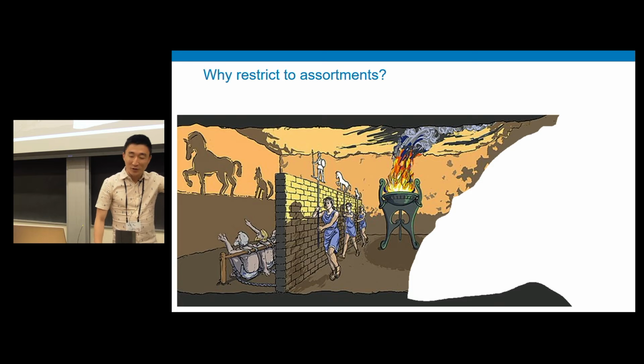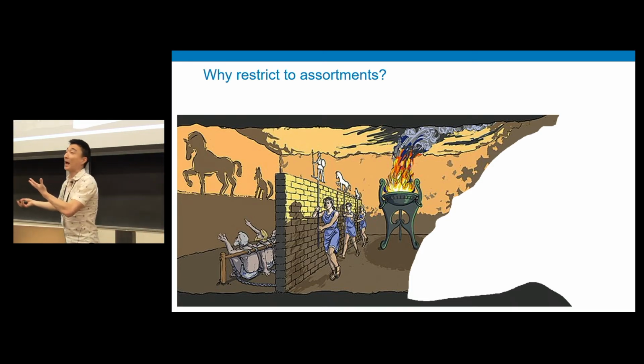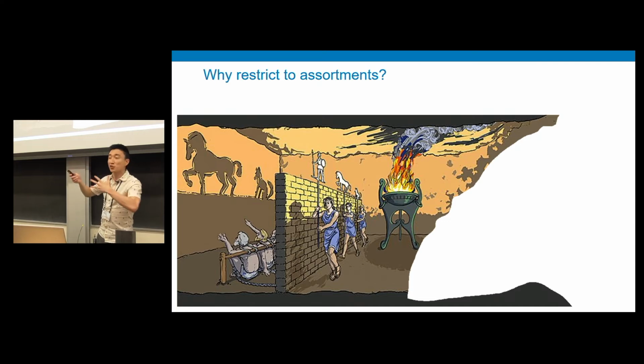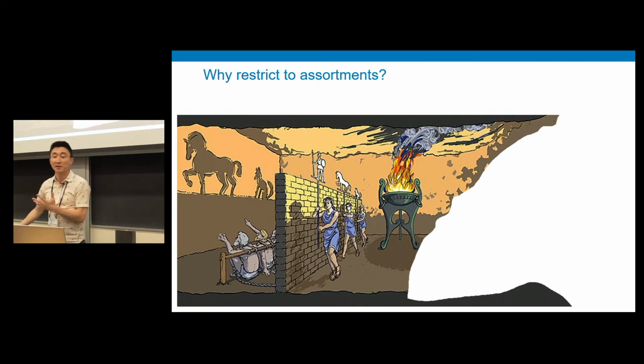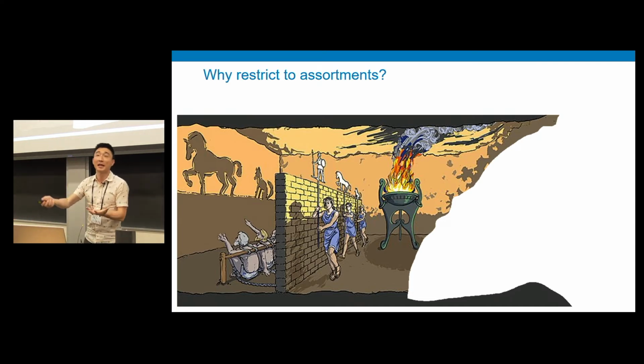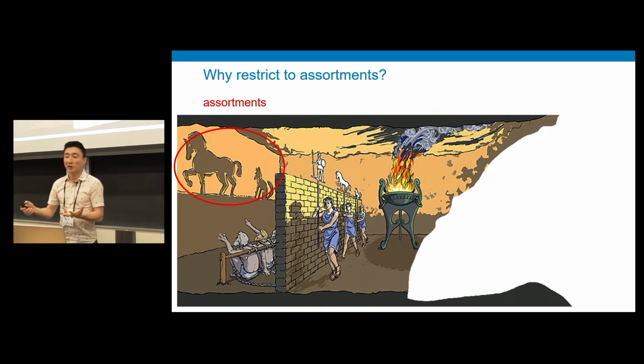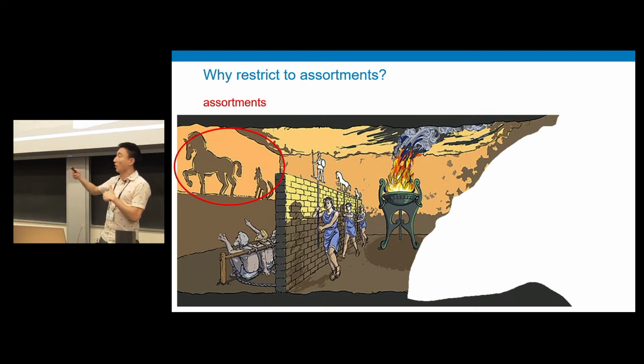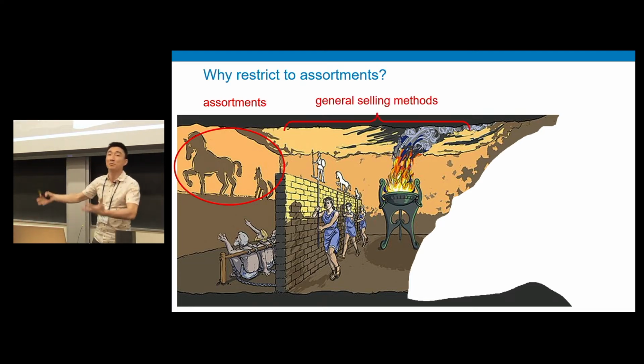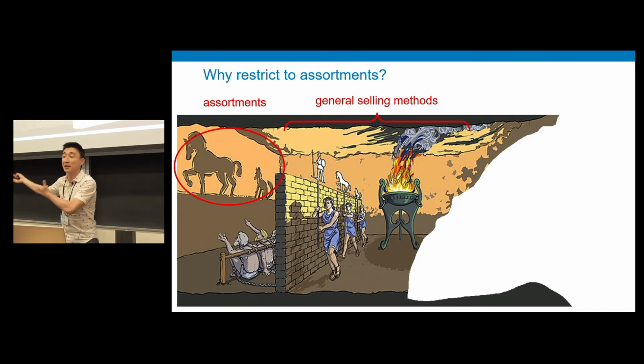But I guess at this conference, I probably don't have to convince you that if you put on your mechanism design hat, the question is why are we restricting ourselves to assortments? If you've seen Plato's cave analogy, you can think assortments are just a very specific way of selling these shoes. But there could be all these different mechanisms or general selling methods out there for selling the same shoes.